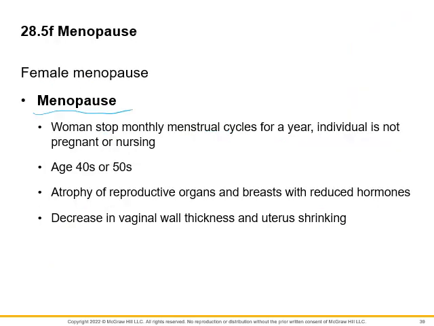We talked a little bit about menopause already. Most books now say about 45 to 55. You are going to have atrophy of reproductive organs and breast tissue. You're going to have decreased thickness of the vaginal wall, and the uterus is going to shrink a little bit.